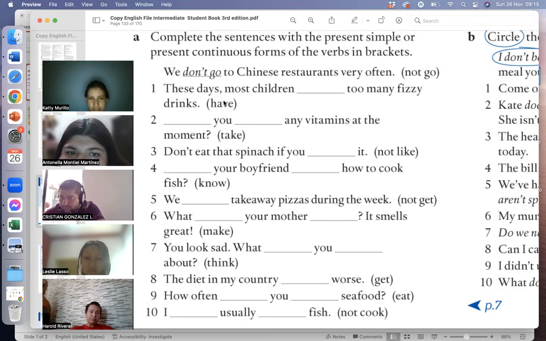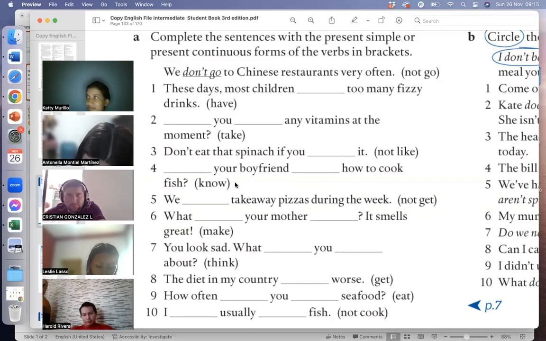Again, the missing word has to be in the correct form as you have in the brackets. These days, most children too many fizzy drinks. So we need to put either the present simple or present continuous. And once you do that, try to think of a rule. Why did you put present simple? What does it tell? Does it tell a general truth? Does it tell your routine? Does it tell a temporary thing or future plans? When you select a specific tense, think about which rule out of those you applied.